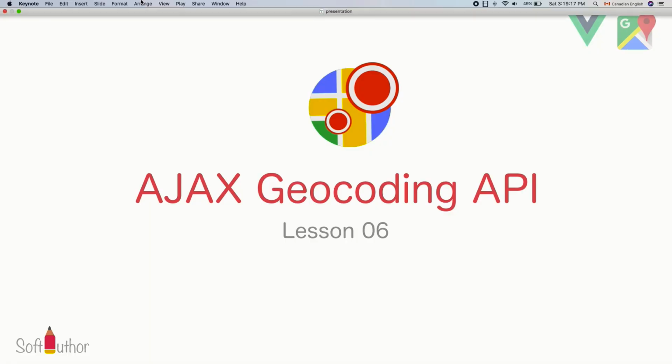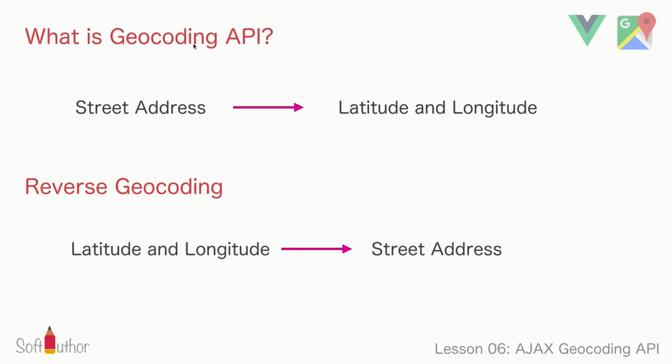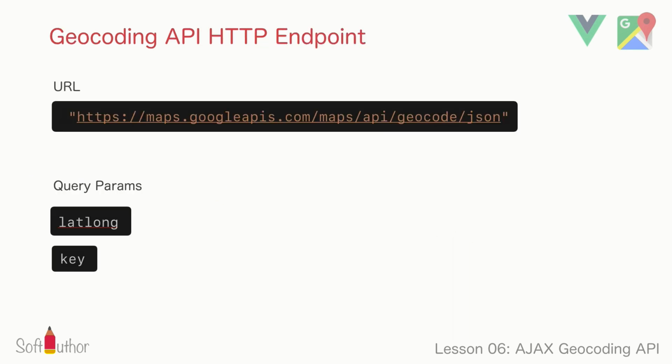In this lecture, I'm going to be showing you how to get an actual address using the Geocoding API by making an HTTP request using AJAX. So what is Google's Geocoding API? Well, geocoding is the process of converting a street address to geographic coordinates, which are latitude and longitude. But what we want is the opposite, right? So what we need is reverse geocoding, which is basically converting geographic coordinates to an actual human readable street address. Here is the HTTP endpoint for that.